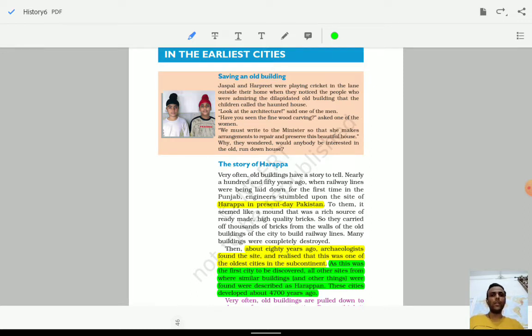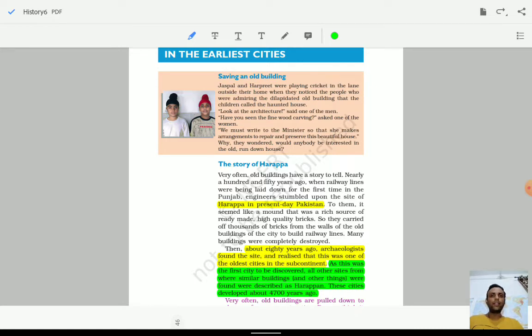Harappa in present day is in Pakistan, and it was discovered about 80 years ago. Archaeologists found the site and realized that this was one of the oldest cities in the subcontinent, as this was the first city to be discovered. All other cities from where similar buildings were found were described as Harappan.